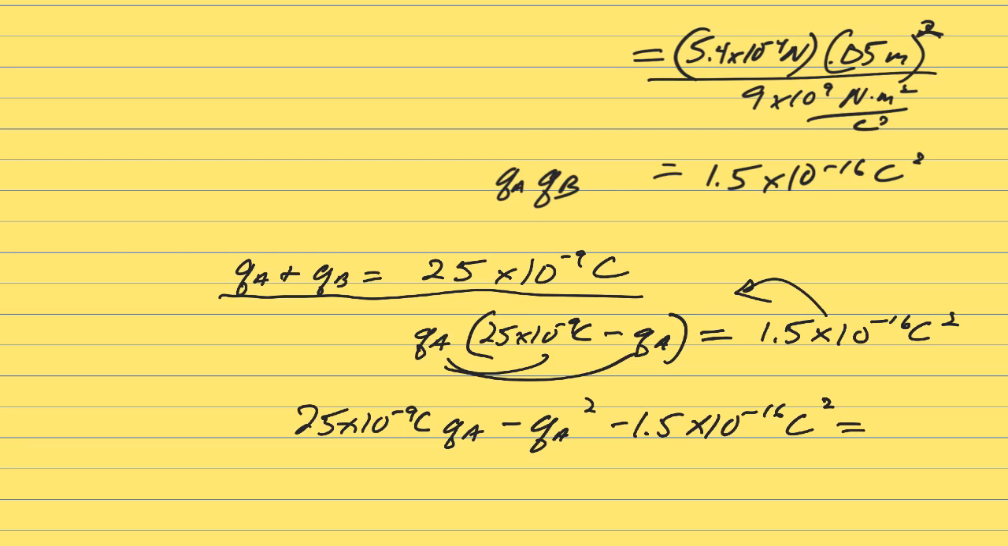Remember, the unit is just squared. Don't worry about that. Equals 0. Throw that into a quadratic solver, and you're going to get one of them being 10 and one of them being 15. And I already converted that to nanocoulombs. We don't know which one is which, but they do add up to 25.